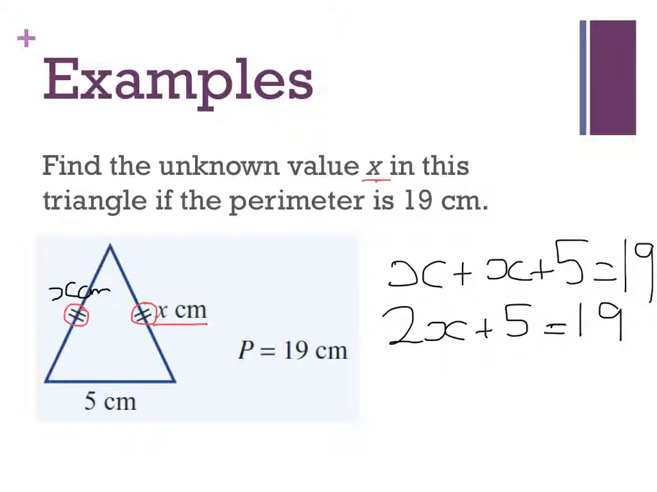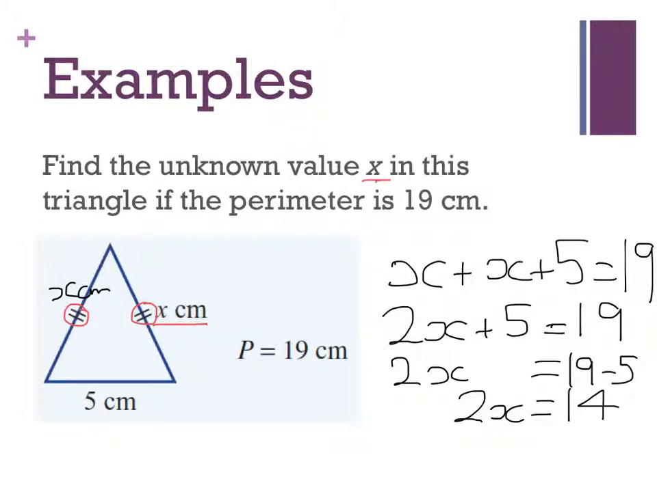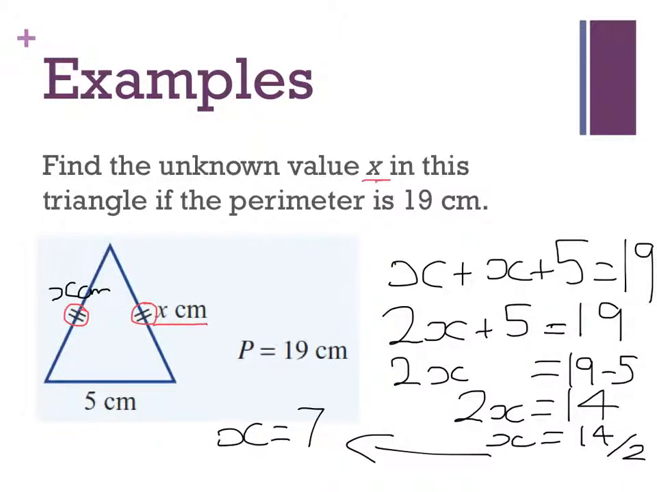Okay, so 2 of something I don't know, if I add 5 to it, I get 19. So the first thing I have to do is take away 5. So 2x equals 19 minus 5. So 2 of something I don't know is equal to 14. Well, if 2 of it is 14, to find out what 1 of it is, I divide 14 by 2. And x would equal 7. So I think that x equals 7. Now, let's just check that that's right. 7 plus 7 is 14, plus another 5 is 19. I must have got my answer correct.